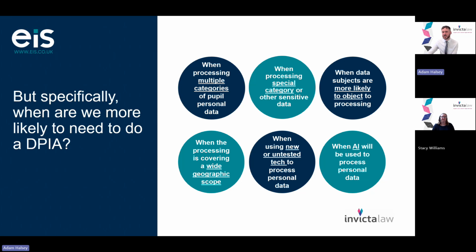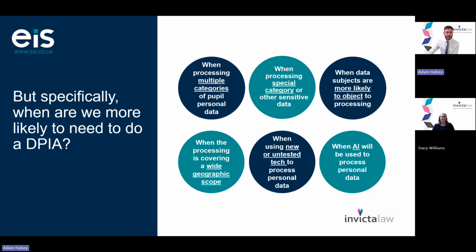Think about it from the data subject's perspective too. How are they likely to react to a given initiative or a particular piece of data processing we're undertaking? The more likely they are to object to it, if you put yourselves in their shoes, you can almost guarantee we're more likely to need to do a DPIA and formally risk assess that and show that we've considered it.